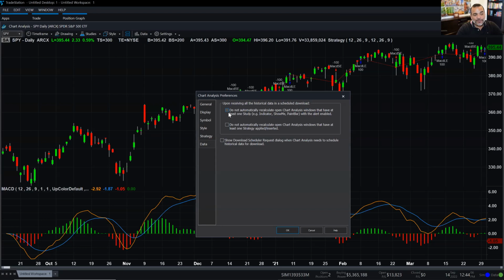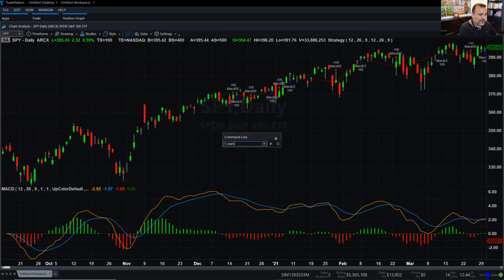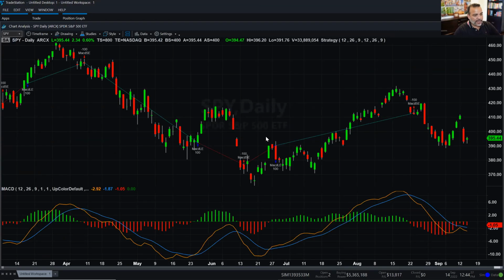So without those checkboxes checked, I know that if I request a whole bunch of historical data in this chart, the strategy will recalculate and use it, because I'm not preventing it from happening. So let's go ahead and click OK. I'm going to load 5 years of data. The way that I do that is by typing it in: 5 years. I hit enter.